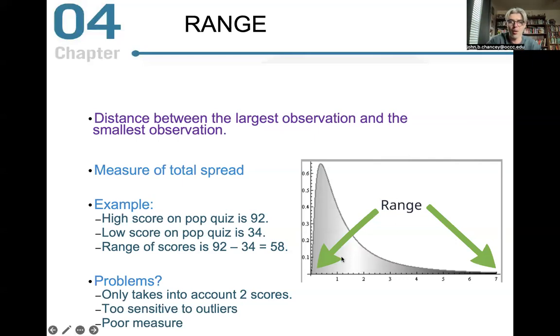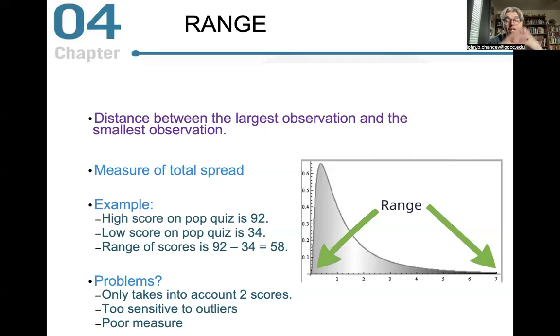So in this case, if you had this range here, we have a score of a 7, and a score of a 0 here. All you have to do to find range is take your high score and subtract your lowest score. So it just measures the total spread amongst your data. An example of that might be, let's say on a pop quiz in one of your other classes, the high score is a 92, the low score is a 34. We just subtract those two and it gives us a 58. So the scores have a lot of spread there.